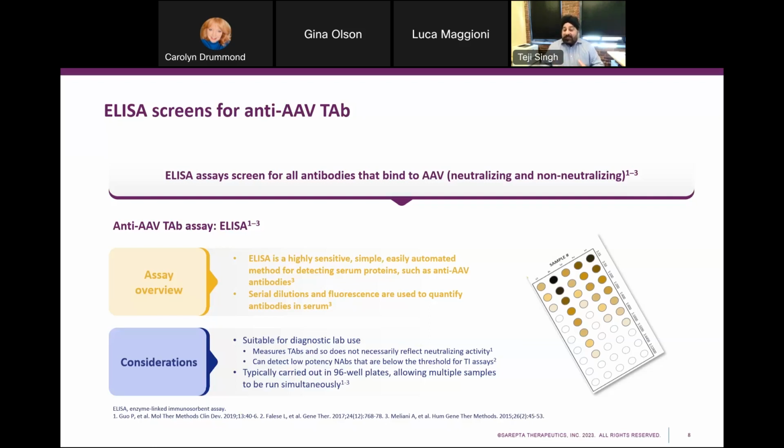So you can do many, many samples, run them all concurrently. You can also have rapid turnaround. This is a highly sensitive test. And the serial dilutions can be used to actually quantify the total burden of antibodies. So the properties of this make it a very, very suitable test for diagnostic use.